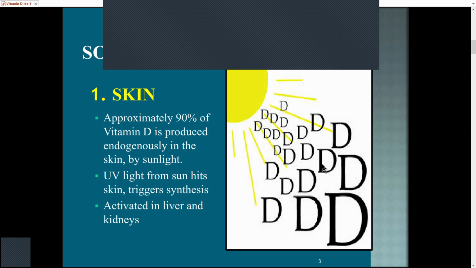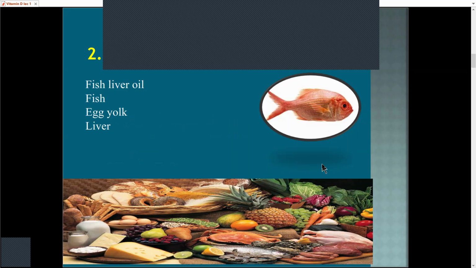Let's start with the most important sources, right? Approximately 90% of the vitamin D is produced endogenously, meaning inside our own bodies, specifically in the skin. When ultraviolet B light from sunshine hits the skin, it triggers the synthesis of a vitamin D precursor. This precursor then travels to the liver and kidneys to be activated. So, sunlight is truly the primary source.